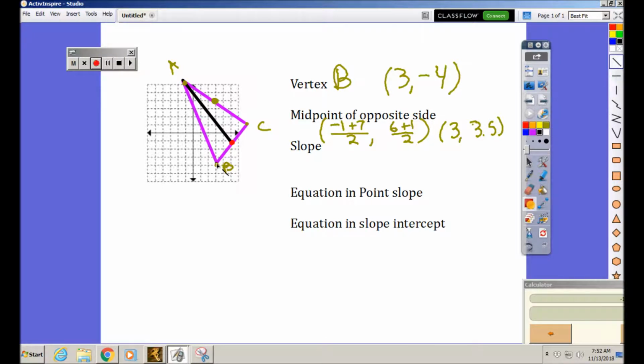So I'm going to draw a line from B to the midpoint of AC. Oh, wow, look at that. It goes straight up. What's my slope of a straight up and down line? What's that called? A vertical line has a slope of what? 0 is if it's horizontal, undefined.